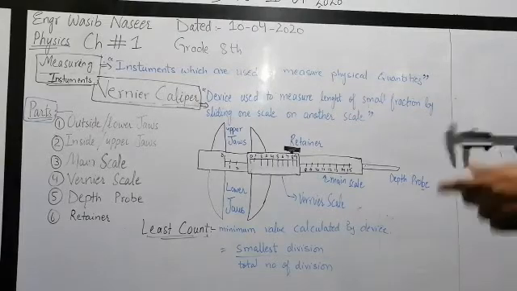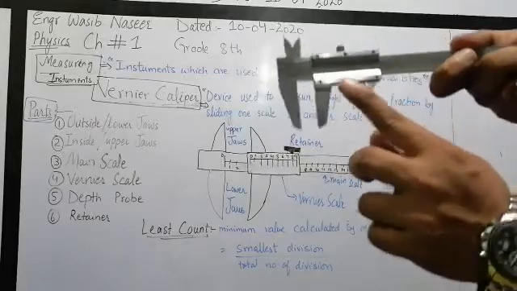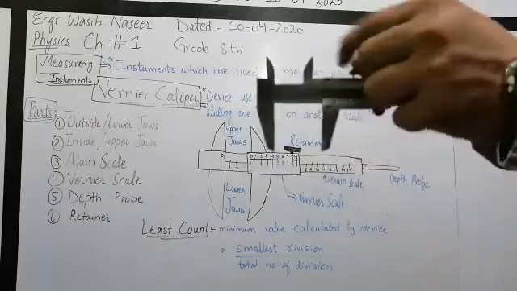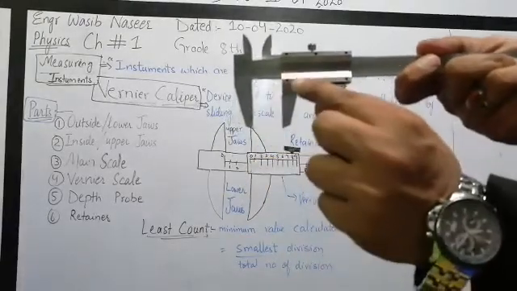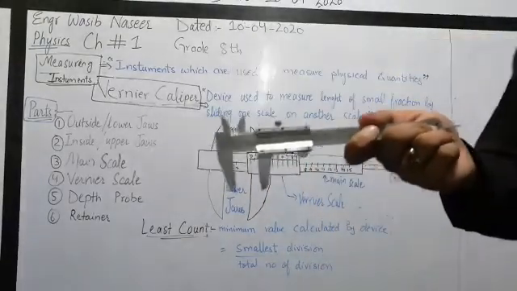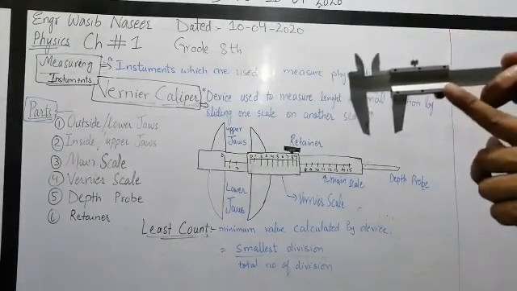Then the Vernier scale. This is the Vernier scale. You can see that this is the Vernier scale, which slides on that. These 2 lines are sliding. The Vernier scale consists of 9 divisions. It is actually 10 millimeters in length and consists of 9 divisions.